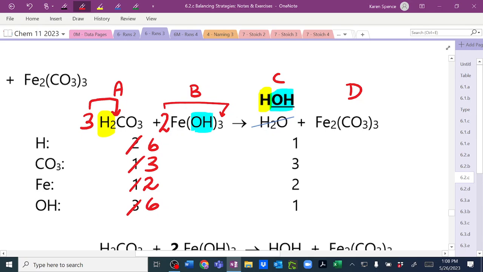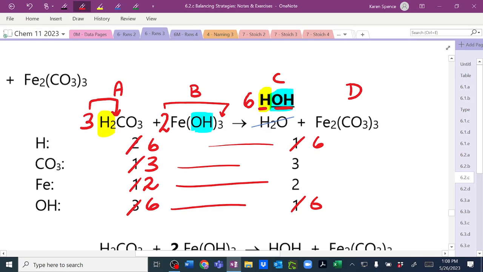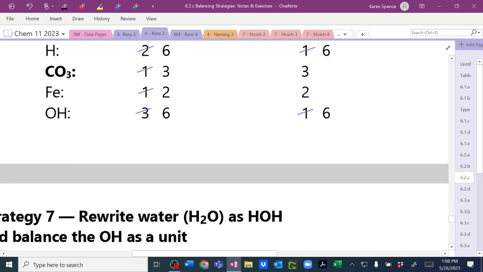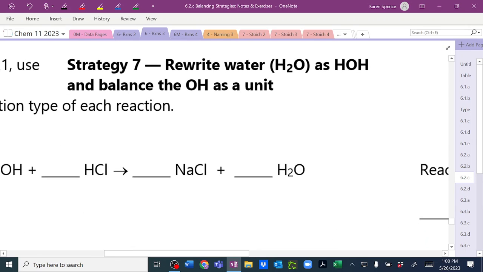And guess what? If I look at hydrogen or hydroxide, I need to put a 6 here to get 6 hydrogen. I also put a 6 there to get 6 hydroxide. 6, 3, 2, 6. Everybody matches. Yay! Isn't that lovely? So between those little tips: balance your lone elements last, most complex compound first, and change your water to HOH. That'll be really, really helpful, I think.